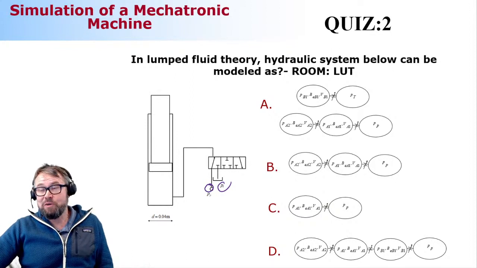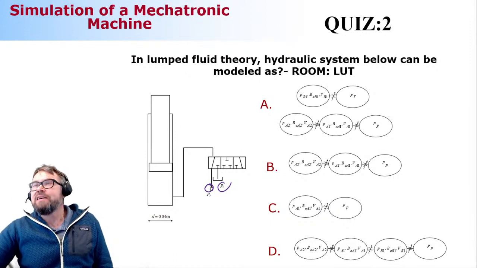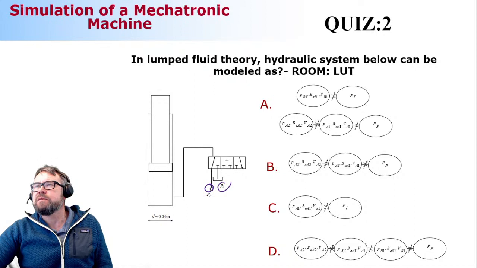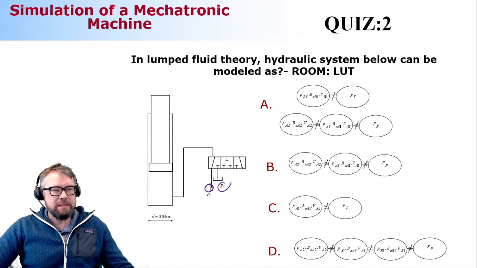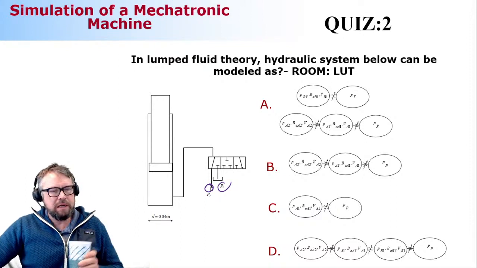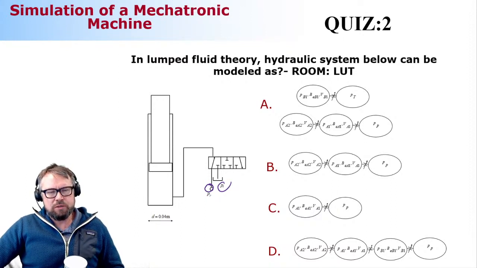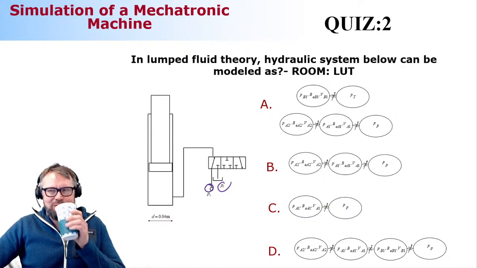And now you just need to read it by yourself because I cannot read this for you. Let me put the Socrative on. Okay, and the question is that in lumped fluid theory, the hydraulic system below can be modeled as. Then select the one that is correct.